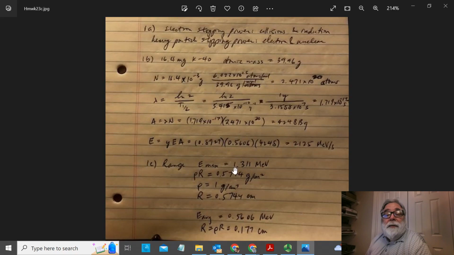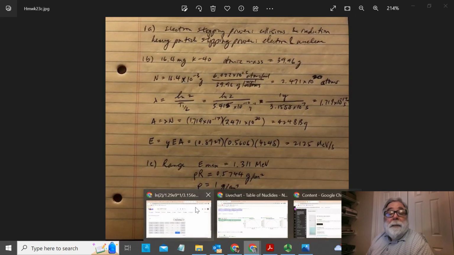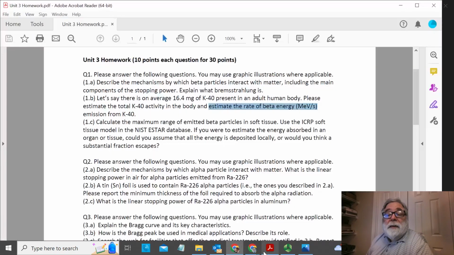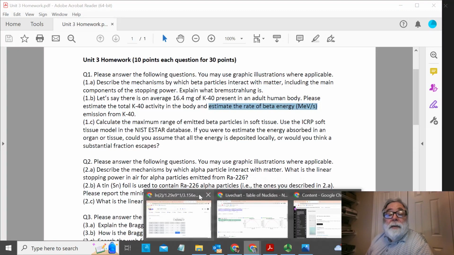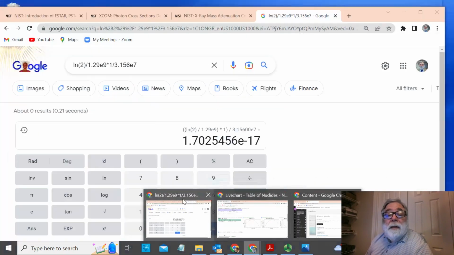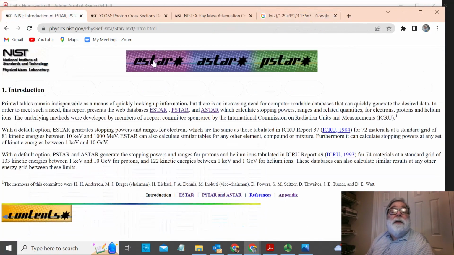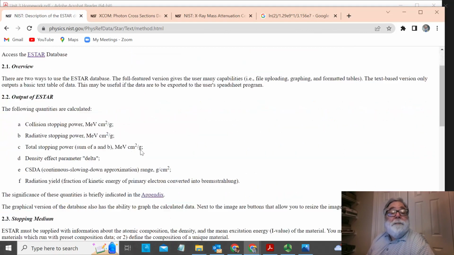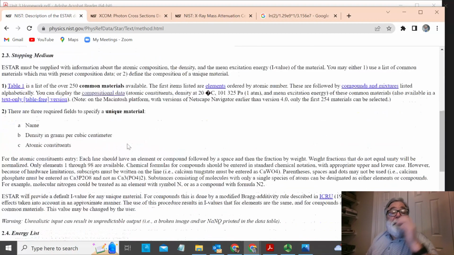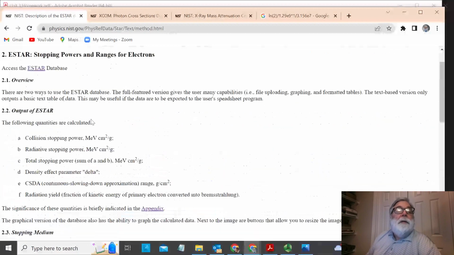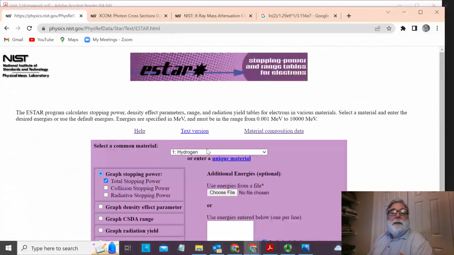Let's look at the max, 1311 keV. And where did I get the range? Well, I went on my merry way to find, where is it? It's in this one. Yeah. I can go to my ESTAR. That tells me the range, right? So let's go to ESTAR and find the database. There's the ESTAR database.